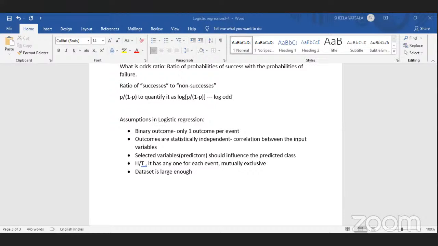Okay, we have to always notice that the difference between null deviance and residual deviance should always be high. Can anyone tell me why we need to have a bigger difference between null deviance and residual deviance? Right?